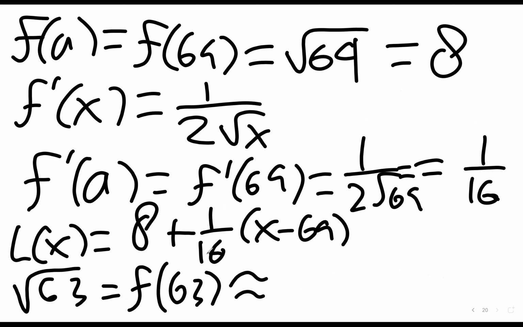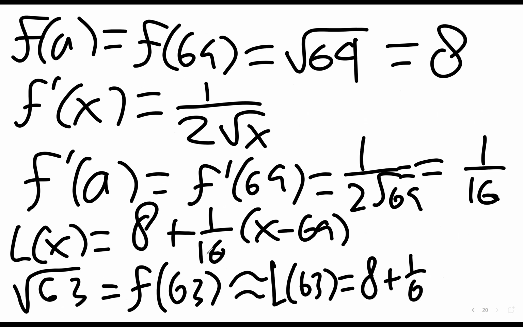and it is approximated by L of 63. If I put the formula there, that will be 8 plus 1 over 16 multiplied by 63 minus 64. Okay, 63 minus 64, that will be minus 1, sorry. So the result will be 7 15 over 16, right? Okay.